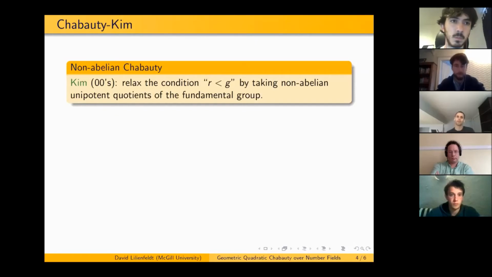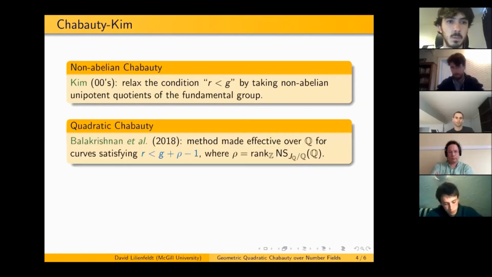Okay. And so this is a very vast program, but the first non-abelian instance of it is known as quadratic Chabauty. This method was recently made effective over Q by Balakrishnan and collaborators. Okay? It improves this Chabauty condition to R less than G plus rho minus 1, where rho is the rank of the Néron-Severi group of the Jacobian of the curve.